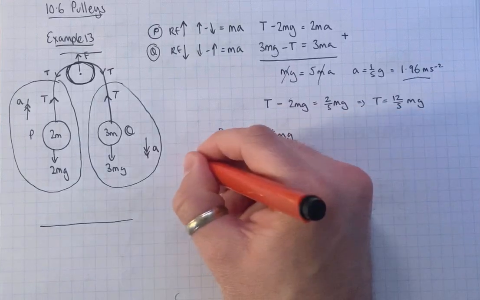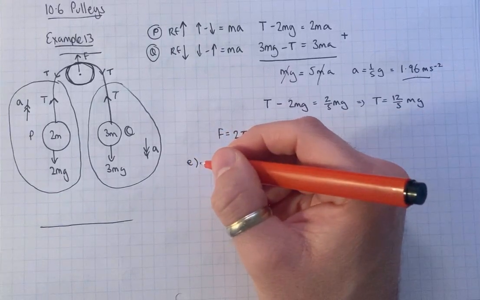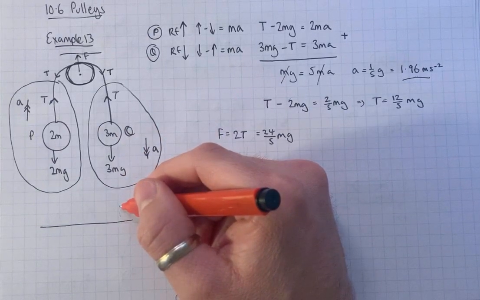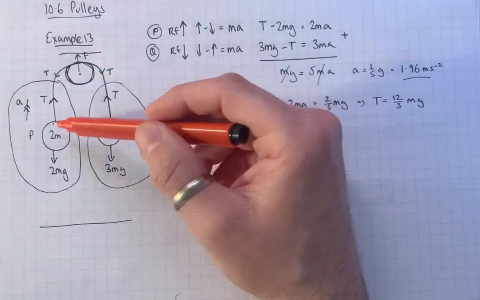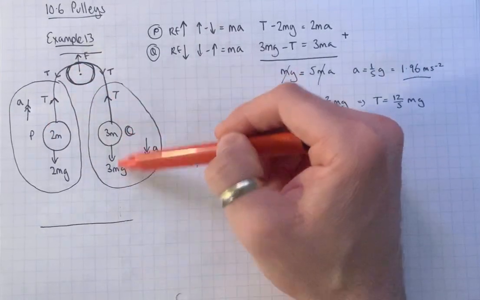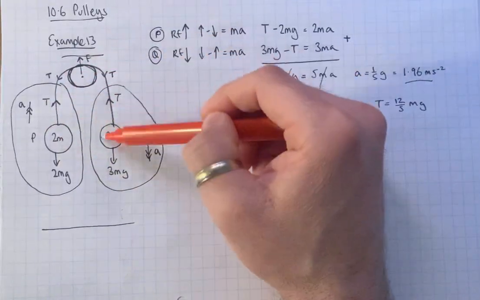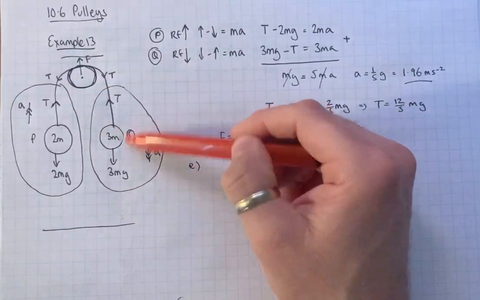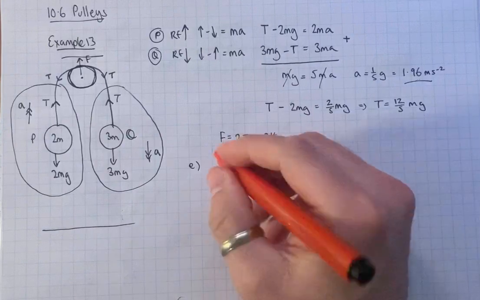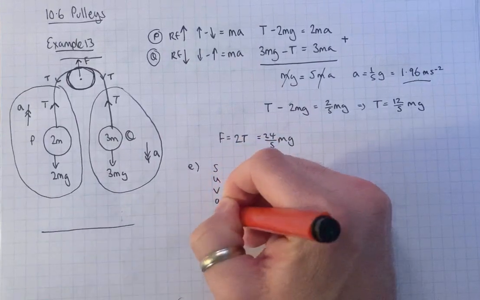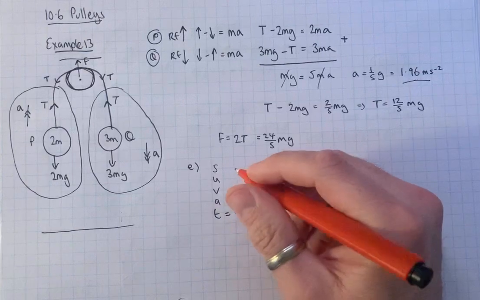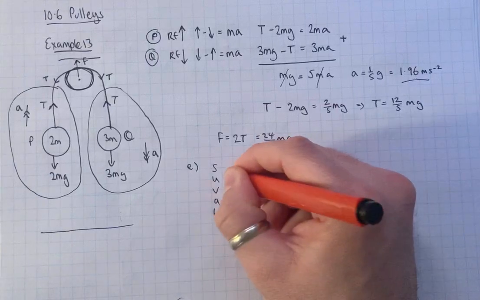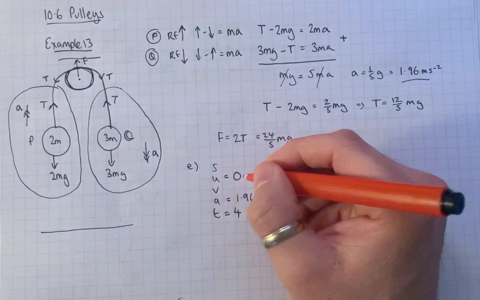Part E says that we need to find the distance moved by Q, and Q's moving to the ground, in the first 4 seconds, assuming that P doesn't reach the pulley. Because say after 2 seconds P hits the pulley, Q's going to stop because it's a connected piece of string. So assuming P doesn't reach the pulley in the first 4 seconds, Q's going to move downwards for 4 seconds. So it's going to be a SUVAT question. So t is 4 seconds, acceleration is 1.96, released from rest, and we want the distance moved, s.